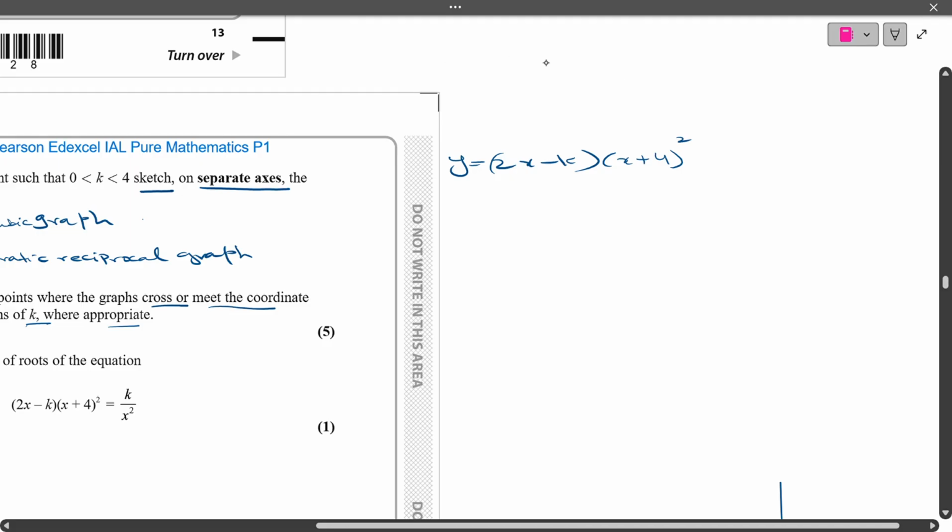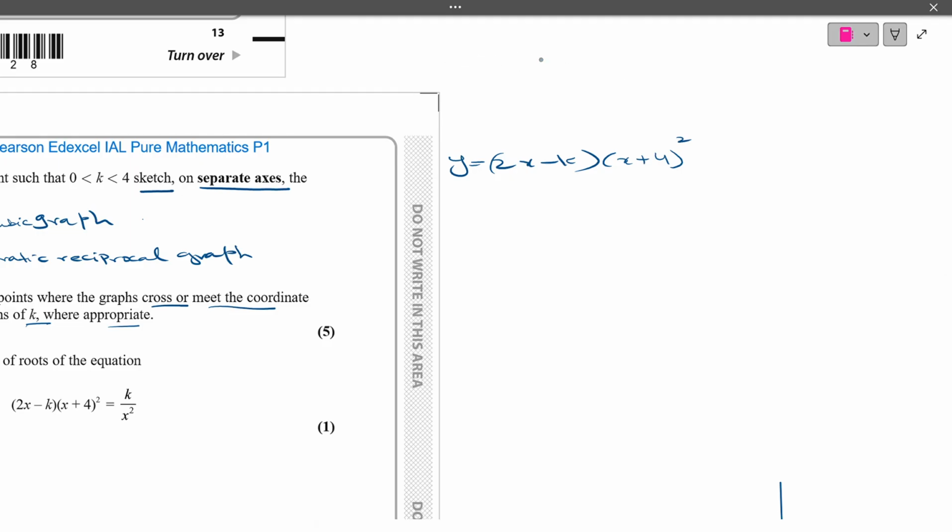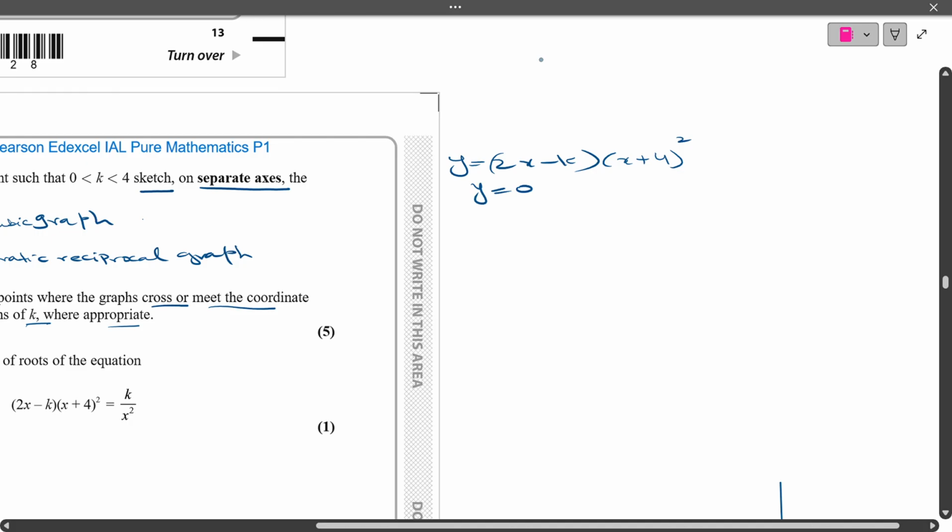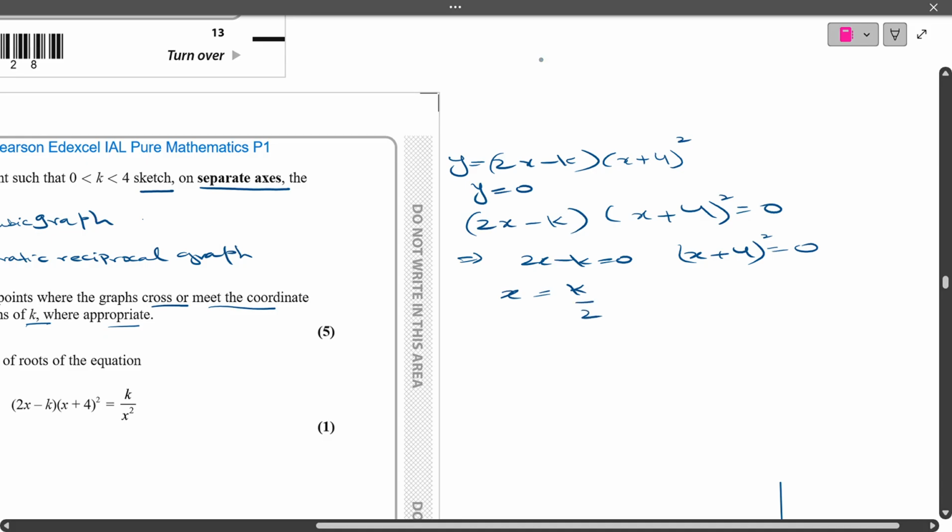To find the x-intercepts, let's substitute y equals 0. If y equals 0, then 2x minus k into x plus 4 whole squared equals 0. This means that either 2x minus k equals 0 or x plus 4 equals 0. We put each factor equal to 0 and then get x. So x here is k over 2, and in the second case, x plus 4 whole squared equals 0. Take the square root, and x equals negative 4. So the x-intercepts are k over 2 and negative 4.